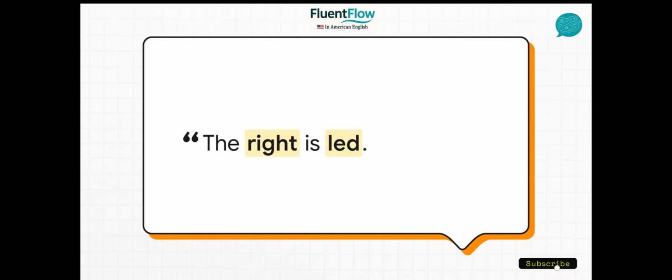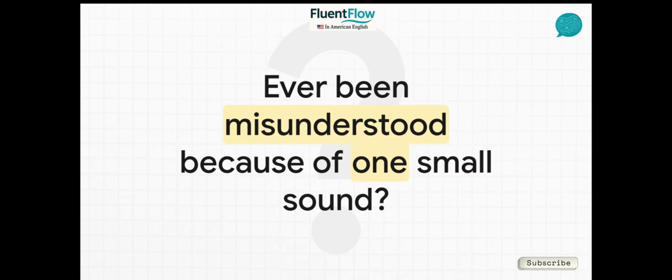Maybe a bit jumbled? It's a perfect way to see how just one tiny sound swap can completely change what you're trying to say. Look, if you've ever been misunderstood because of one tiny sound, you're definitely not alone. It happens to literally everyone learning a language. You've got the grammar down, you know the words, but somehow something gets lost in translation. Well, today, we're going to start fixing that.